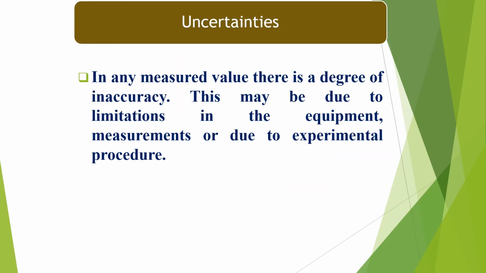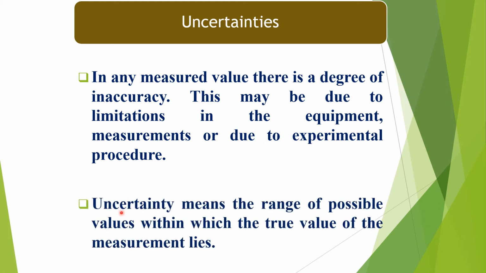Uncertainties. In any measured value, there is a degree of inaccuracy. This may be due to limitations in the equipment, measurements, or due to experimental procedure. Uncertainty means the range of possible values within which the true value of the measurement lies. How do we indicate uncertainties in a measurement? Let's understand it with the help of an example.